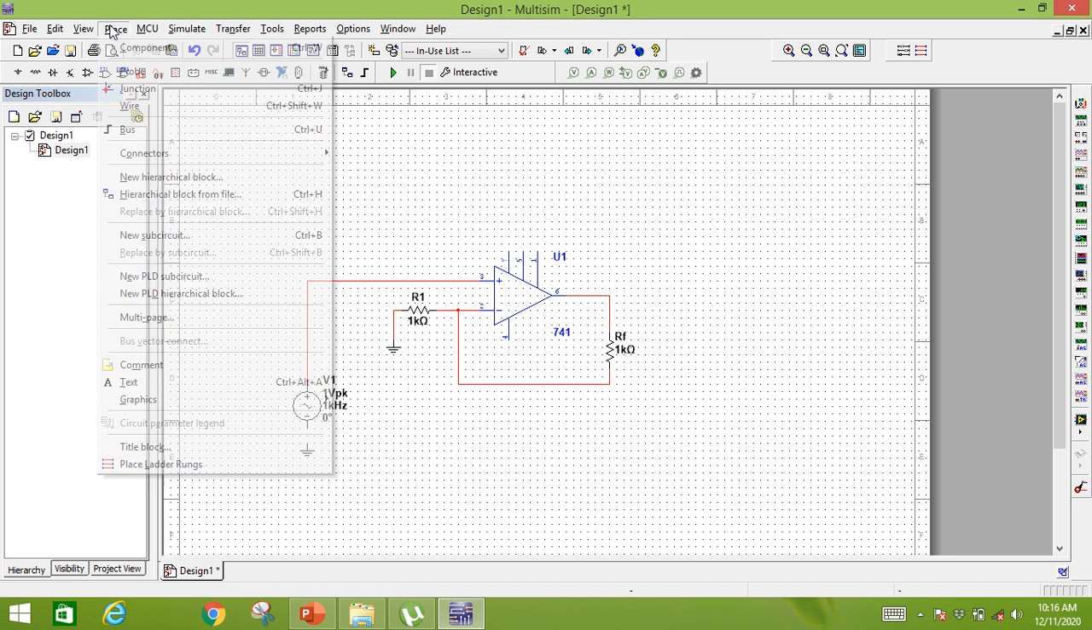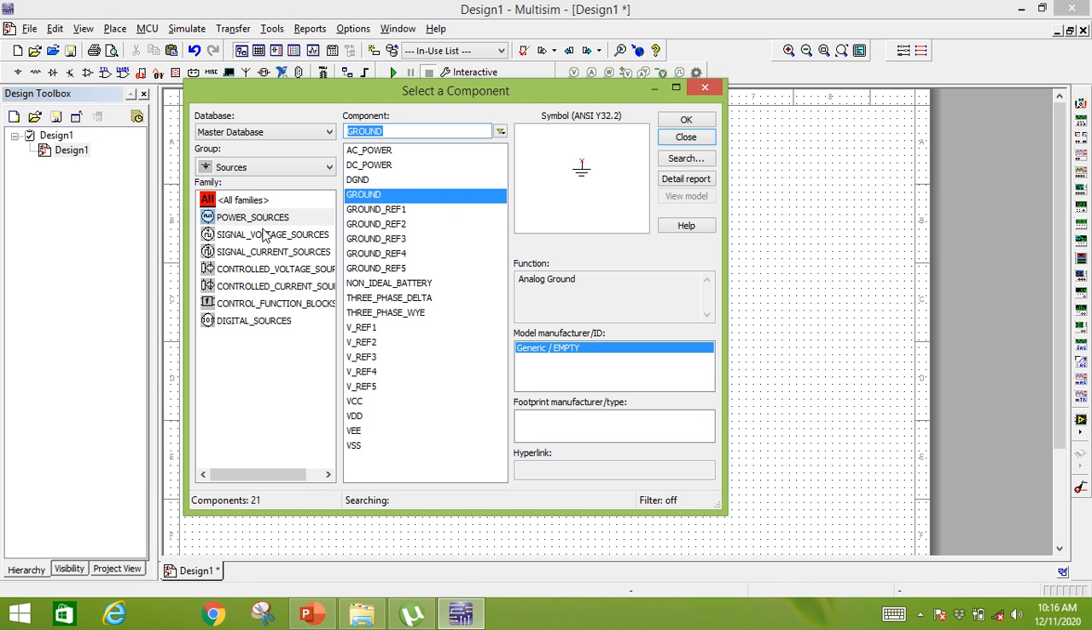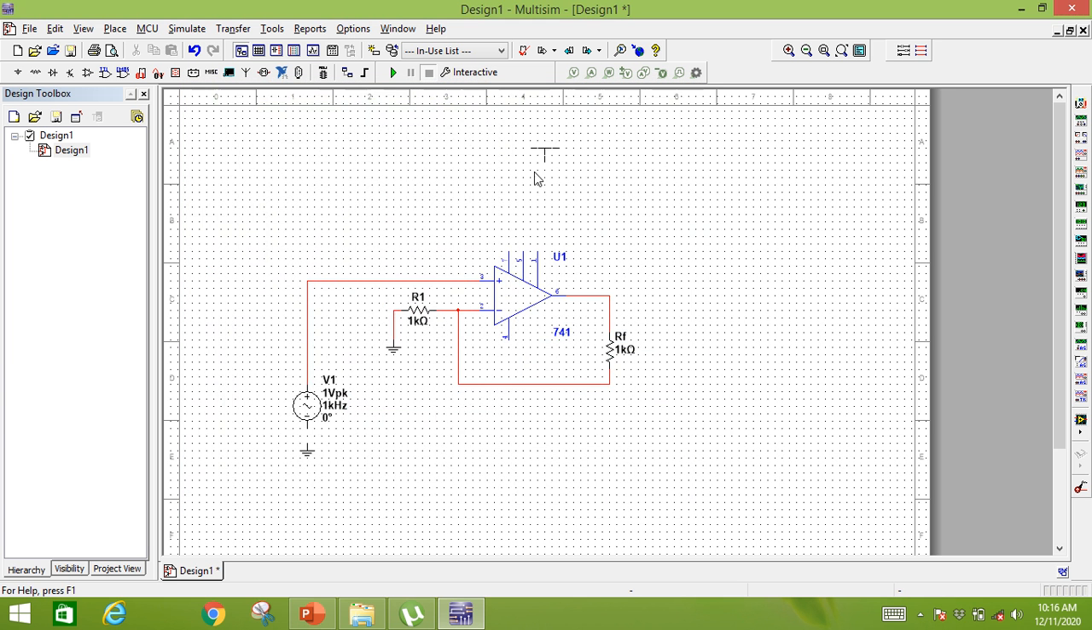So we need supplies, components, power sources. We can use VCC, VDD, VSS. We will change the values. So VCC we place here.